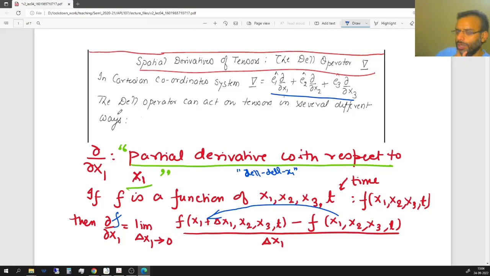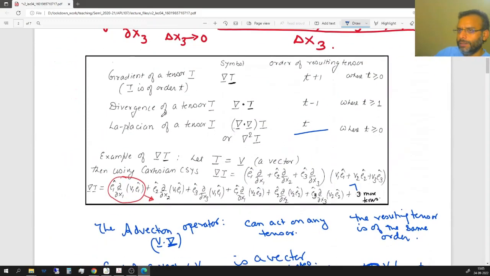Now the del operator can act on tensors in several different ways. We can have what is called the gradient of a tensor t, which symbolically we denote as what I have here. When you take the gradient of a tensor t, having order small t, we will see that the order of the resulting tensor becomes t plus 1. Gradient of a tensor is defined for all tensors, starting with scalars themselves.